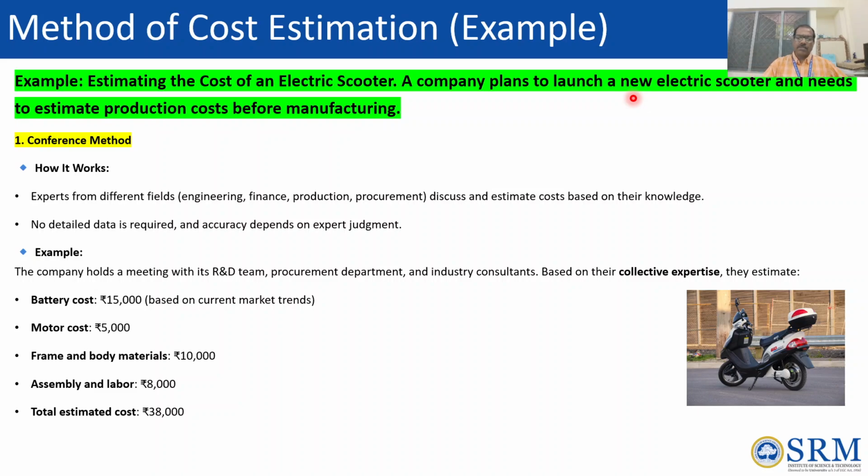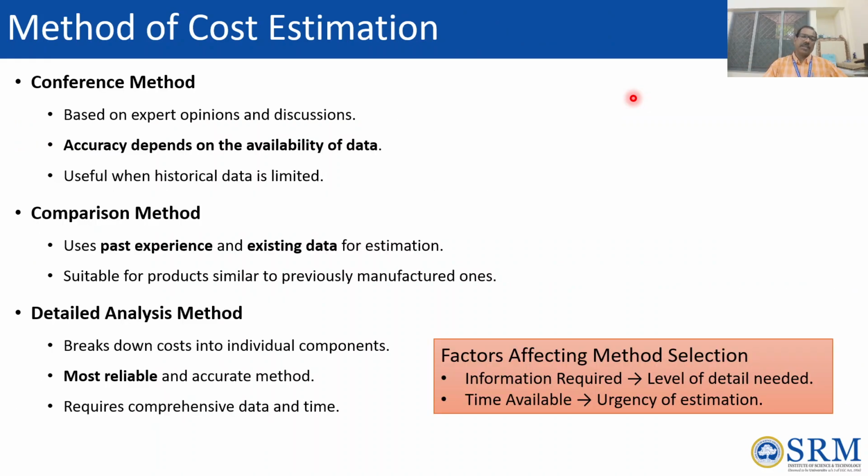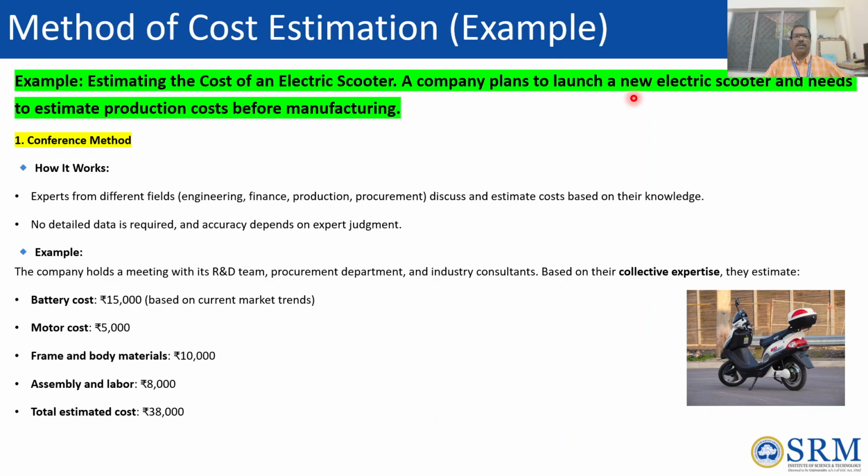So they can use some previously available comparison method with the available data, then add whatever new data they need and go. But for this particular example, if they go with the conference method, how does it work for this electrical scooter? Experts from different fields in the industry, for example engineering, finance, production and procurement, all gather together, discuss, and estimate cost based on their knowledge.